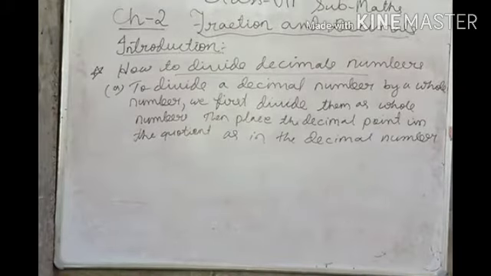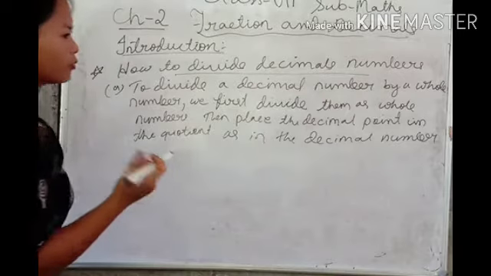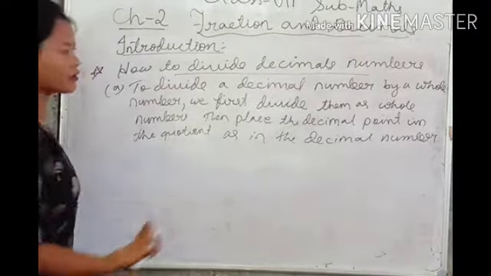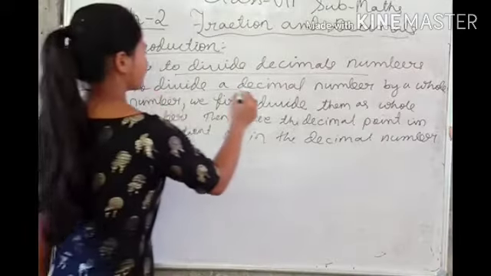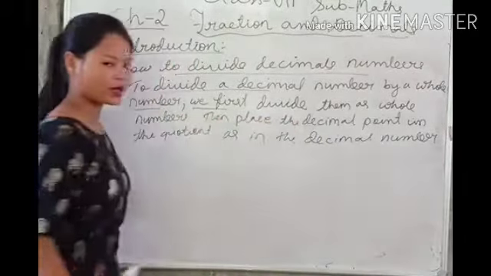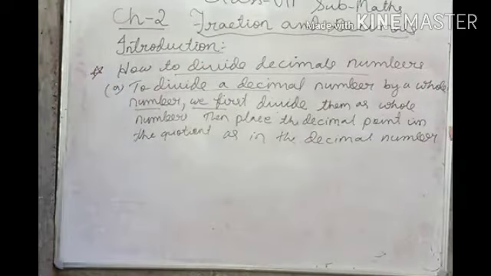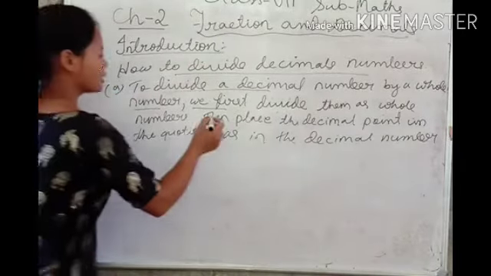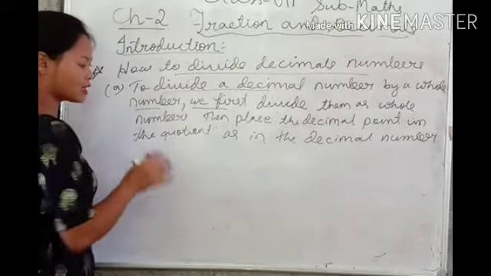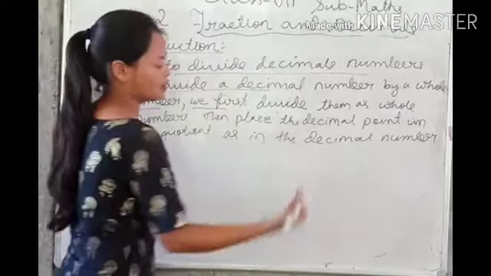Now how to divide a decimal number, isn't it? We have learned how to multiply a decimal number. Now how to divide a decimal number. To divide a decimal number by a whole number, we first divide them as if they are whole numbers. After that, place the decimal point in the quotient. In the quotient means in the answer we will get, we will place the decimal as in the decimal number.